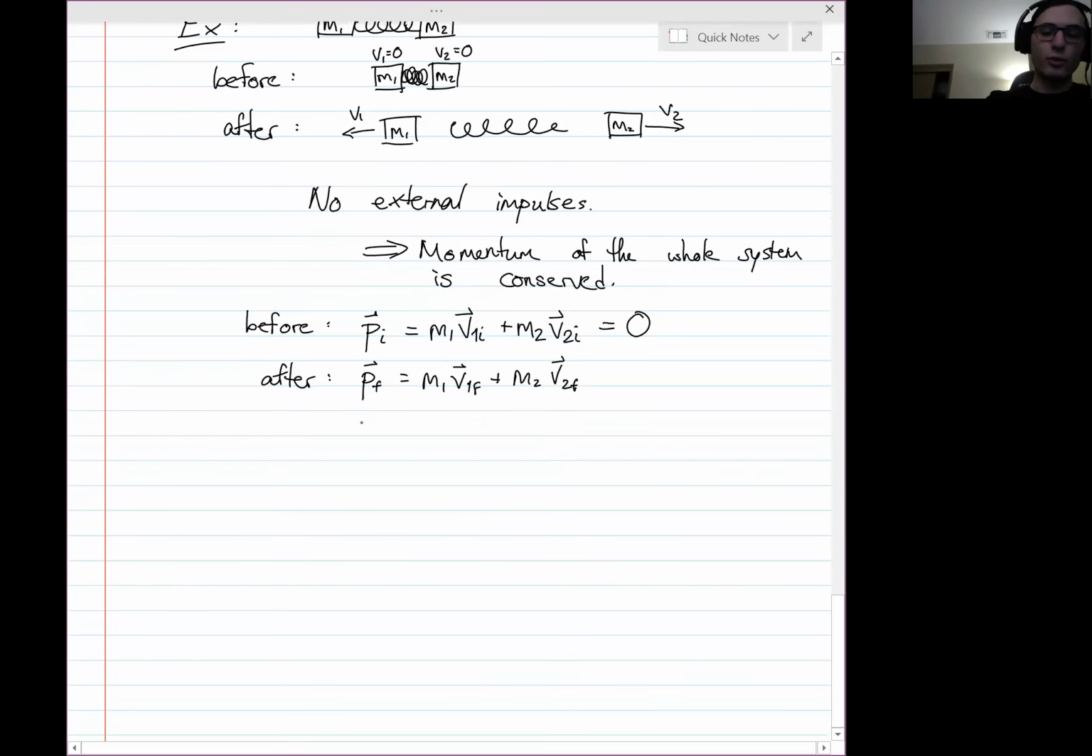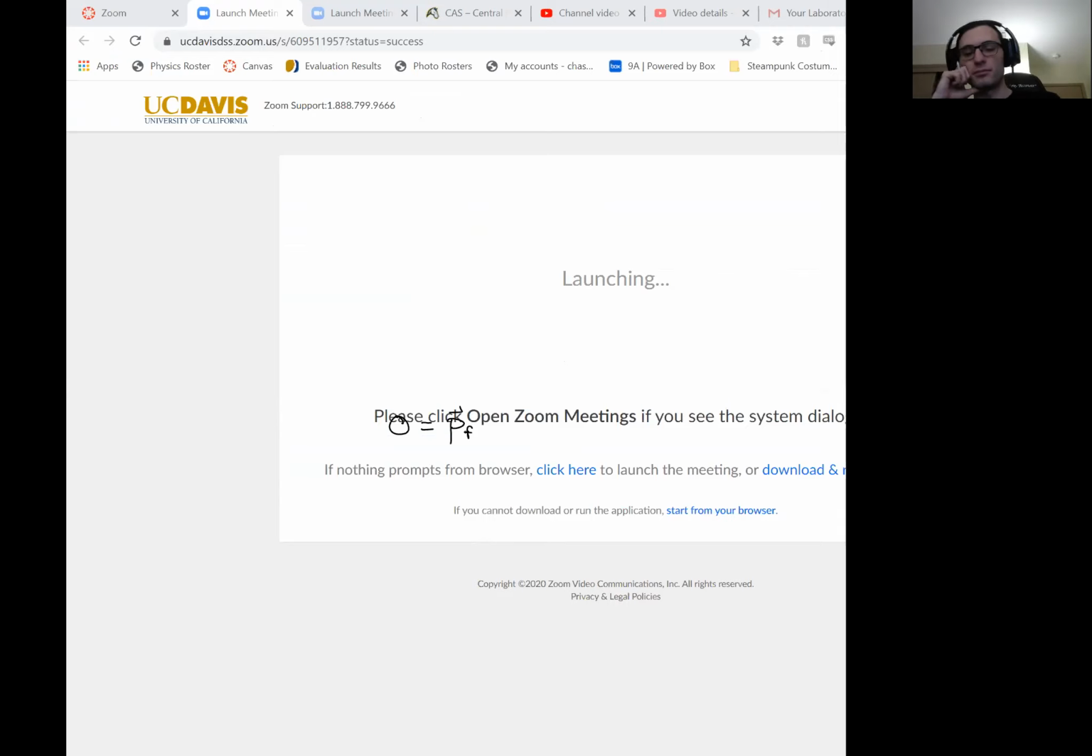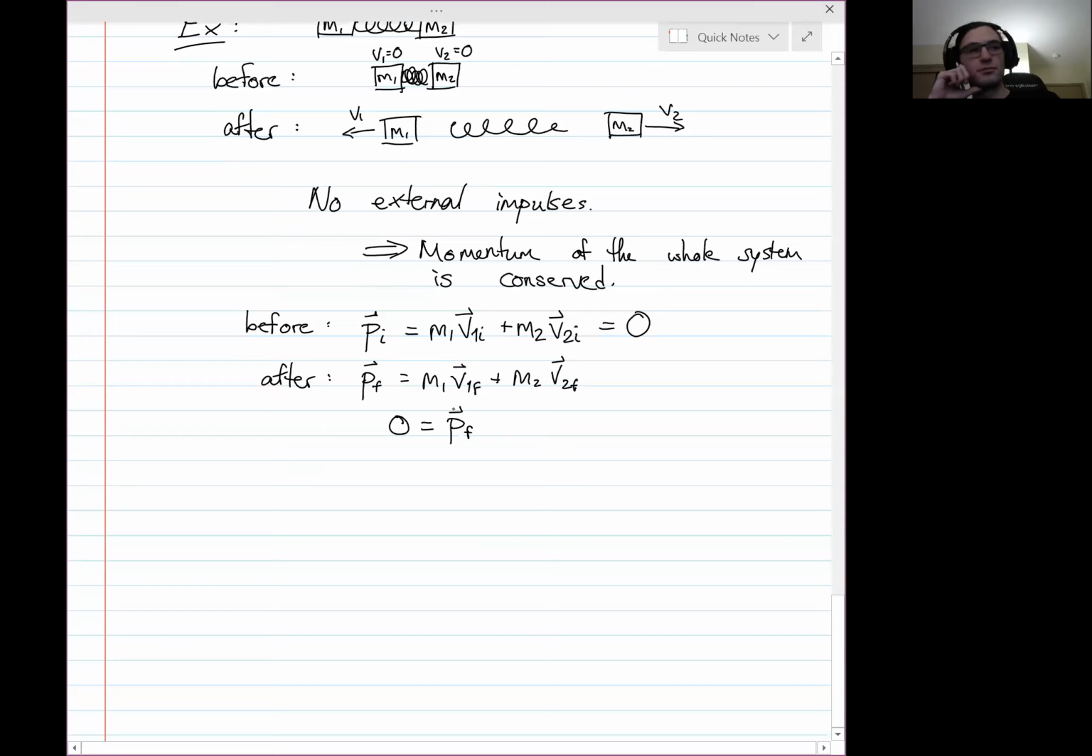So what do we have? We have that 0 equals PF. Oh, froze again. And so we can actually use this equation to solve for information about the blocks. We can rearrange this equation to get that the velocity of the first block is equal to negative M2 divided by M1 times V2F.